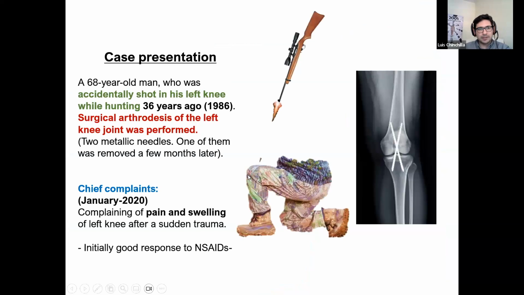My case is about a 60-year-old man who was accidentally shot in his left knee while hunting 36 years ago, in 1986. A surgical arthrodesis of the left knee was performed. This is just a representative, illustrative X-ray of the knee of the patient, not the original X-ray, just to show the needle that traumatologists put in at that time.